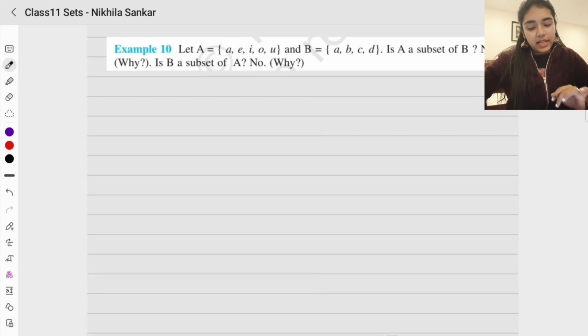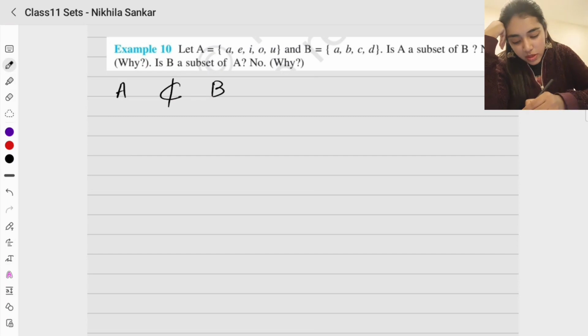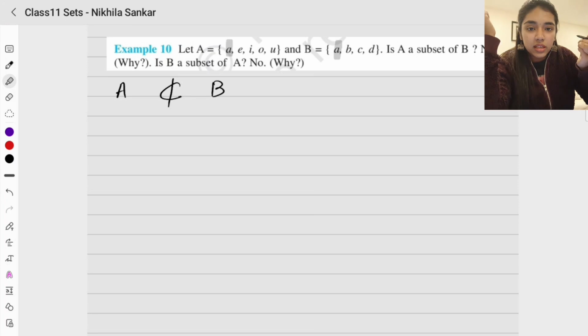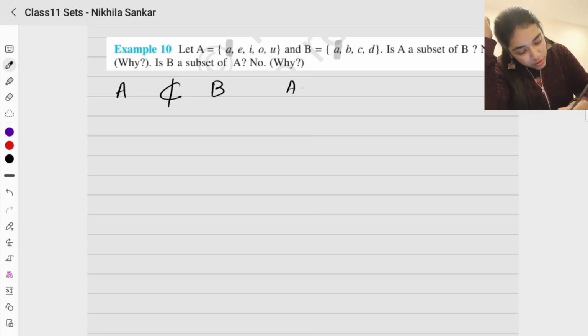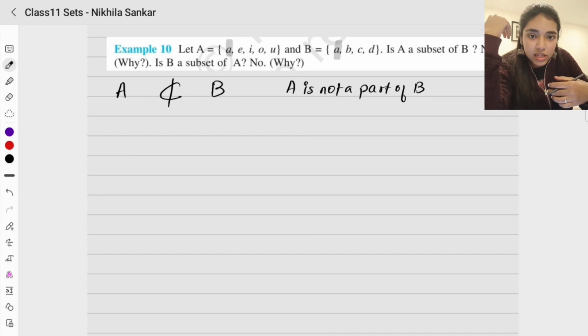Example 10. A equals {a, e, i, o, u} and B equals {a, b, c, d}. Is A a subset of B? A is not a subset of B. Why? Because I have a here, where e, i, o, u எதுவுமே இல்லை. A is not a part of B, so A is not a subset of B. B லேந்து A வந்திருக்கா? இல்லை. B ல இருக்கிற ஒரு எலிமெண்ட் மட்டும்தான் A ல இருக்கு. You do not have b, c, d in A, and A ல e, i, o, u இல்லவே இல்லை B ல. So it is not equal.